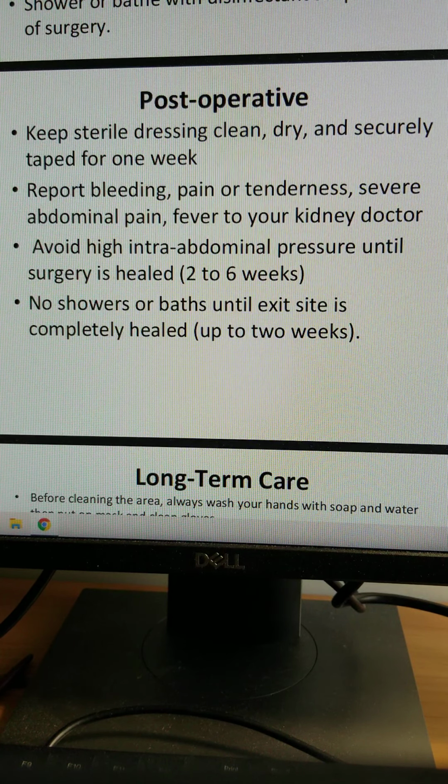Avoid high intra-abdominal pressure until surgery is healed. It takes 2 to 6 weeks. For example, severe coughing, heavy lifting of more than 20 pounds, straining, and constipation. Also avoid climbing stairs. No showers or baths until the exit site wound is completely healed. It takes up to 2 weeks.